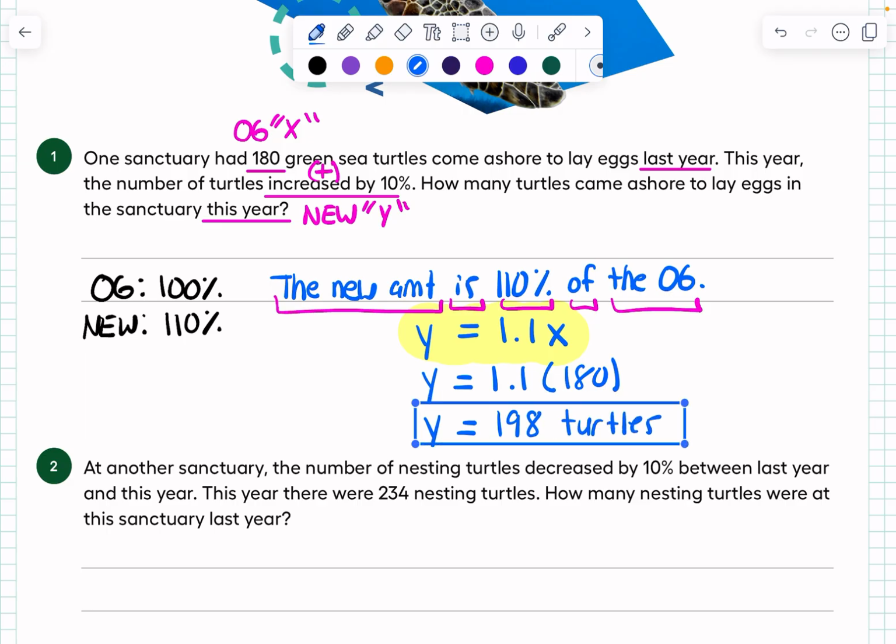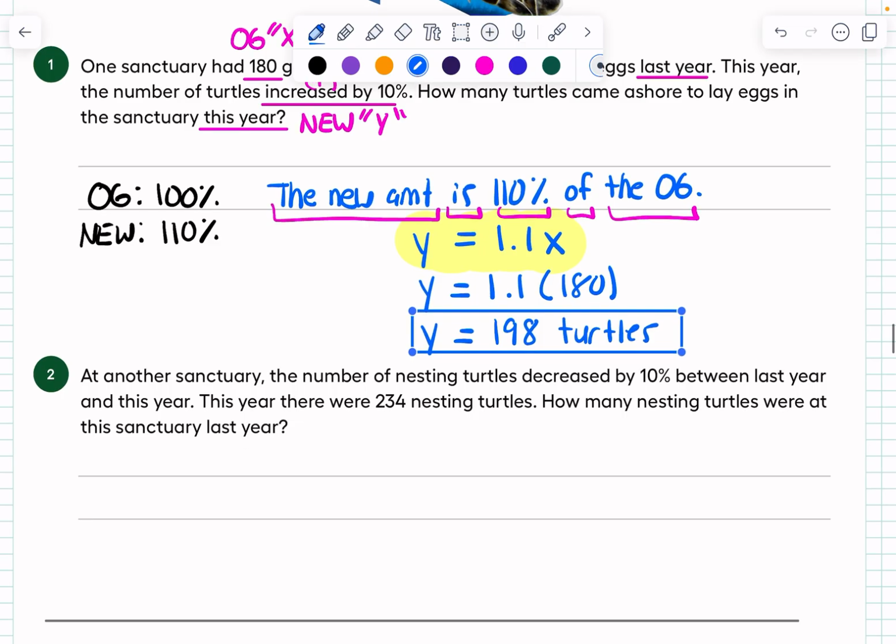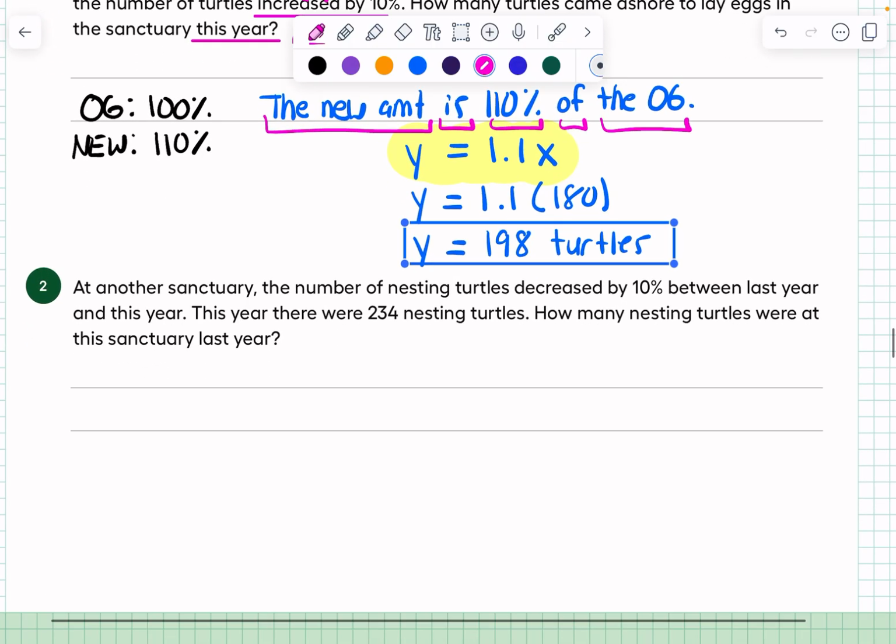And we're done there. Number 2: at another sanctuary, the number of nesting turtles decreased by 10% between last year and this year. This year, there were 234 nesting turtles. How many nesting turtles were at this sanctuary last year? Okay, so let's annotate some important information. Let's underline: decreased by 10% between last year and this year.